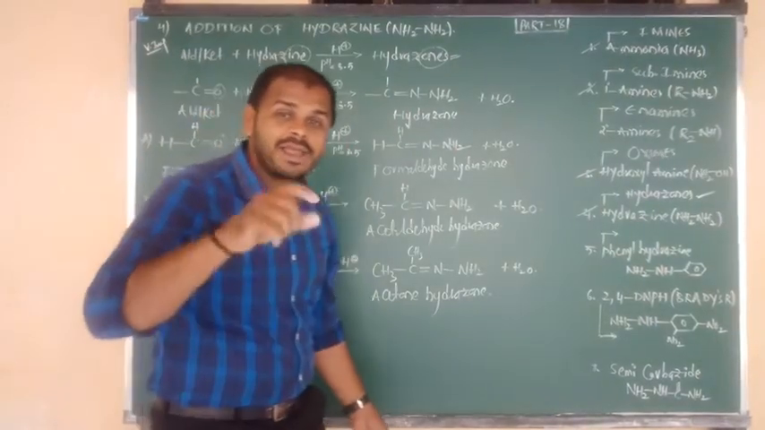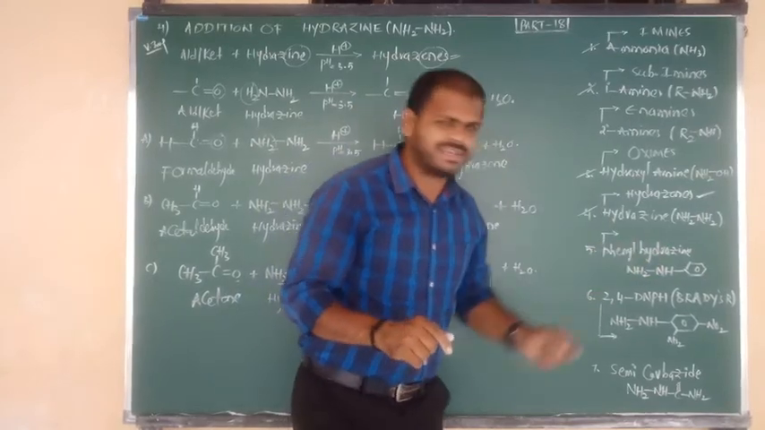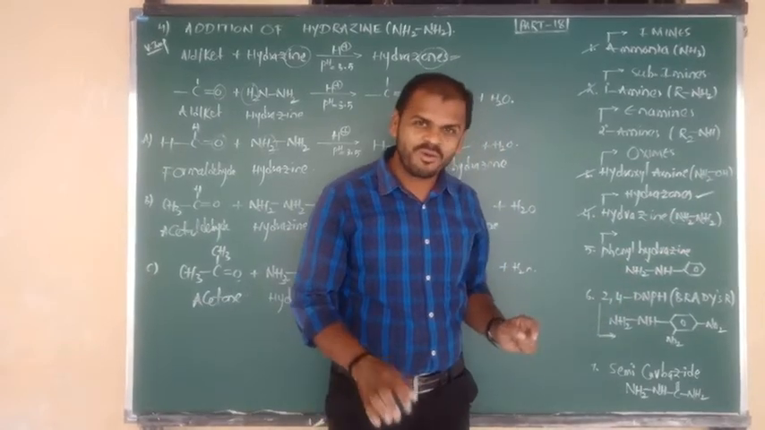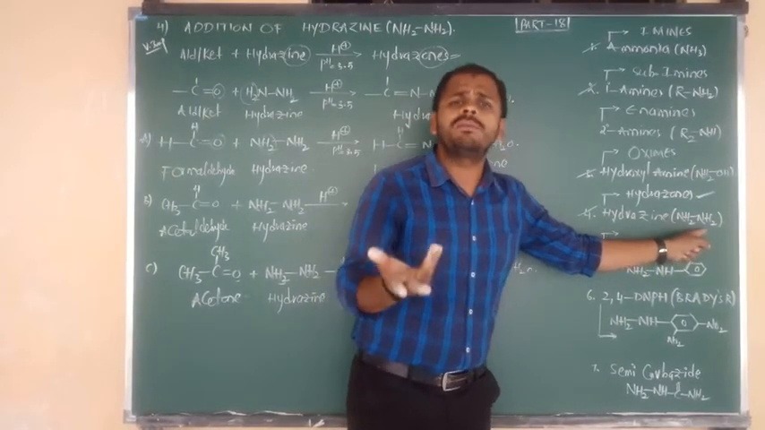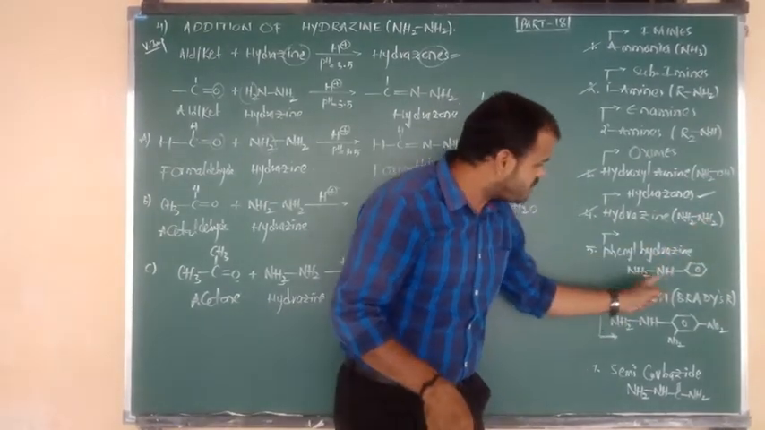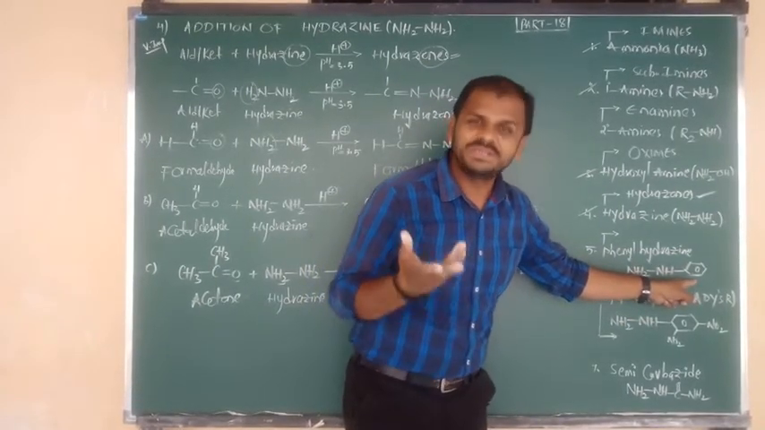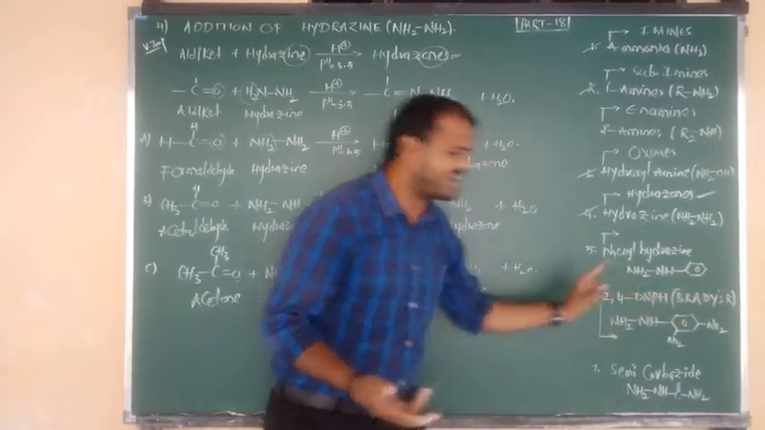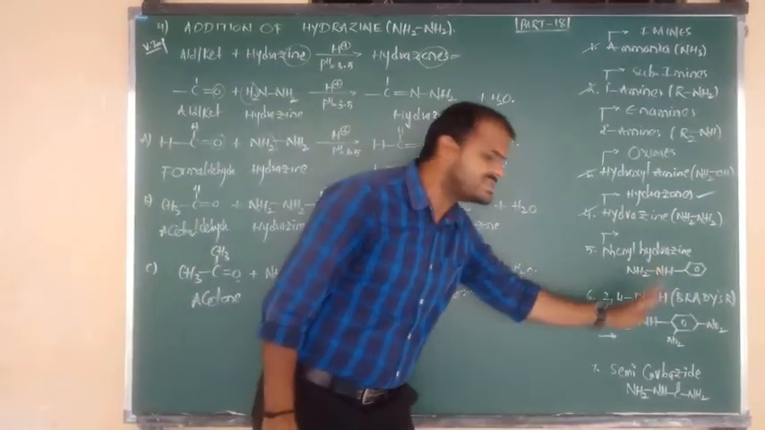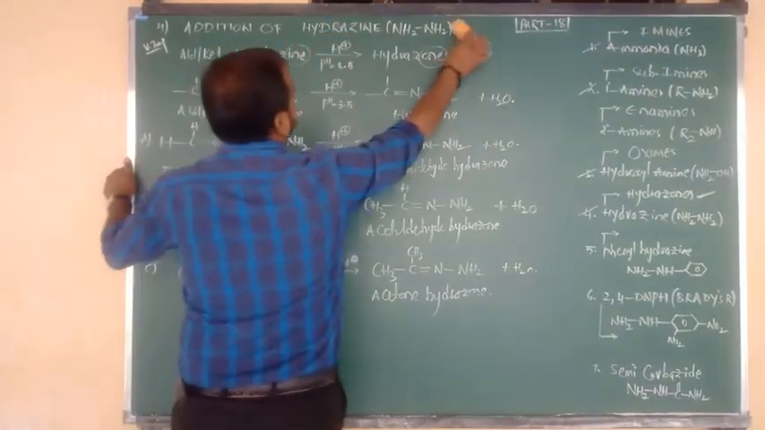Next is reaction number 5, that is the addition of phenyl hydrazine. What is the formula of hydrazine? NH2 bond NH2, beta. Now one of the hydrogens is replaced by benzene, so NH2 bond NH2 is converted into NH2 bond NH, and one of the hydrogens is replaced by a phenyl group. So we have to say phenyl hydrazine. So what happens when phenyl hydrazine is added to aldehydes and ketones? That is the fifth reaction we are going to discuss now.